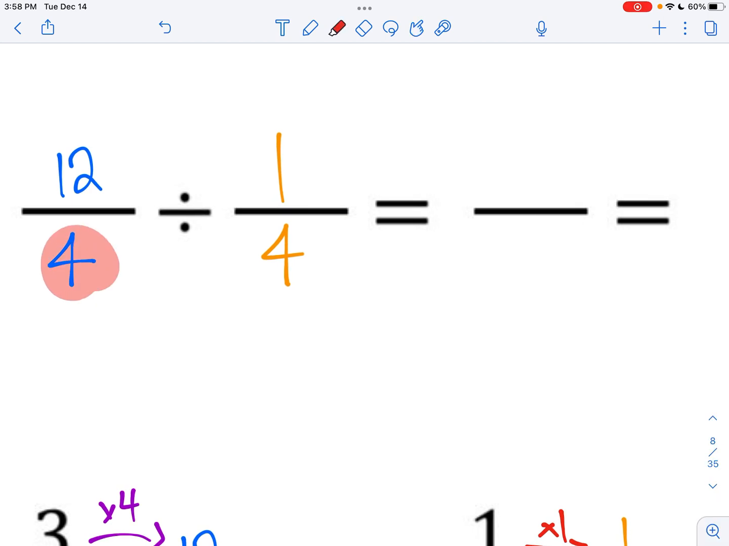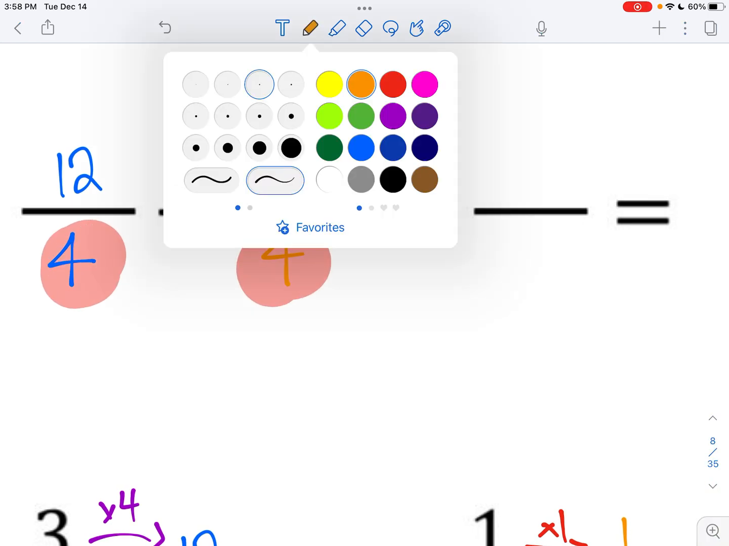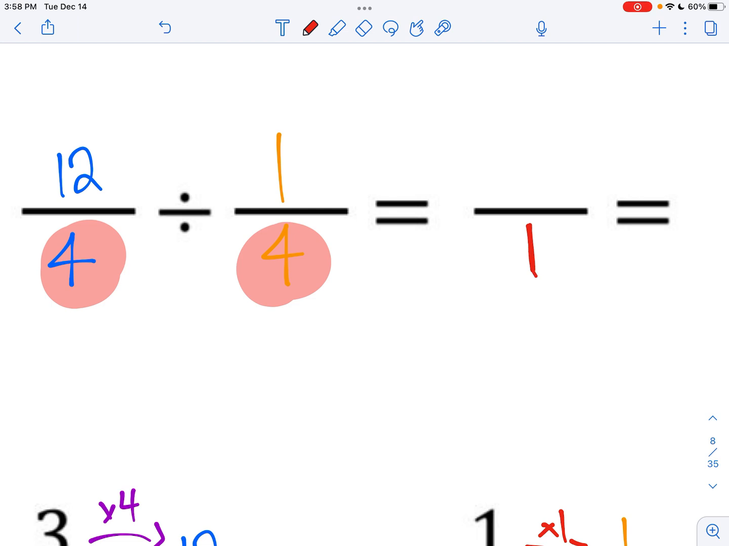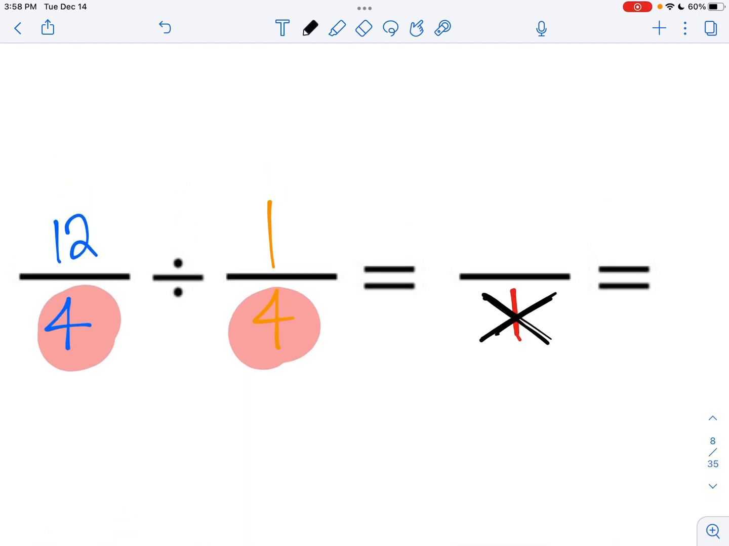So I'm going to divide across. 4 divided by 4 is 1. Yes, because I don't have to divide by 1. I'm going to cross it out. Anything divided by 1 is itself. So whatever we get on the top is going to be our answer.